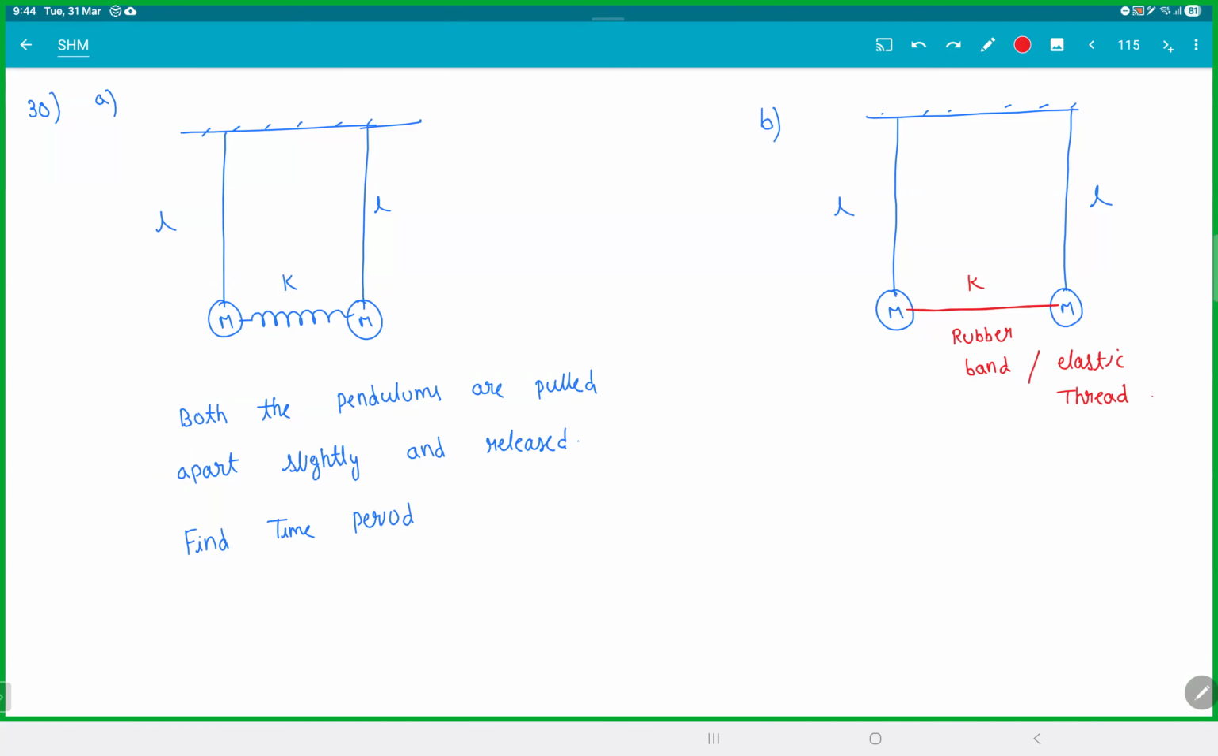T plus 2KL by M. G plus 2KL by M. That is right only. Get the rubber band also.